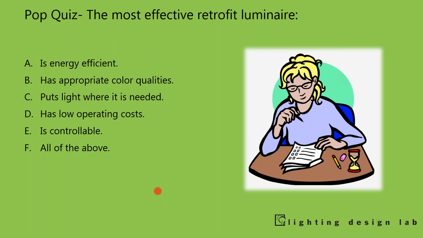Here we have the most effective retrofit luminaire. A is energy efficient. B has appropriate color qualities. We talked about that earlier. C puts light where it's needed, so we talked about distribution. D has low operating costs and is controllable. And of course, E is all of the above. So you should be looking to do these things in every application if possible, and the priorities may vary depending on the particular case.